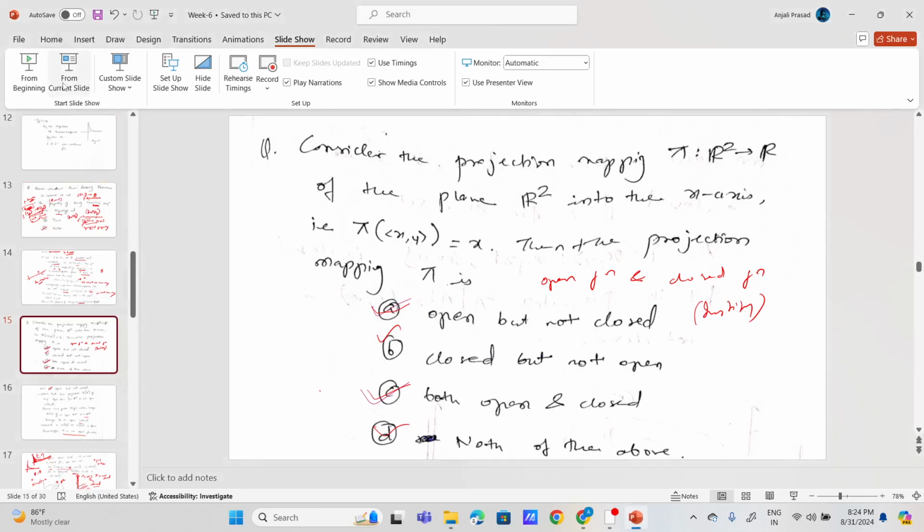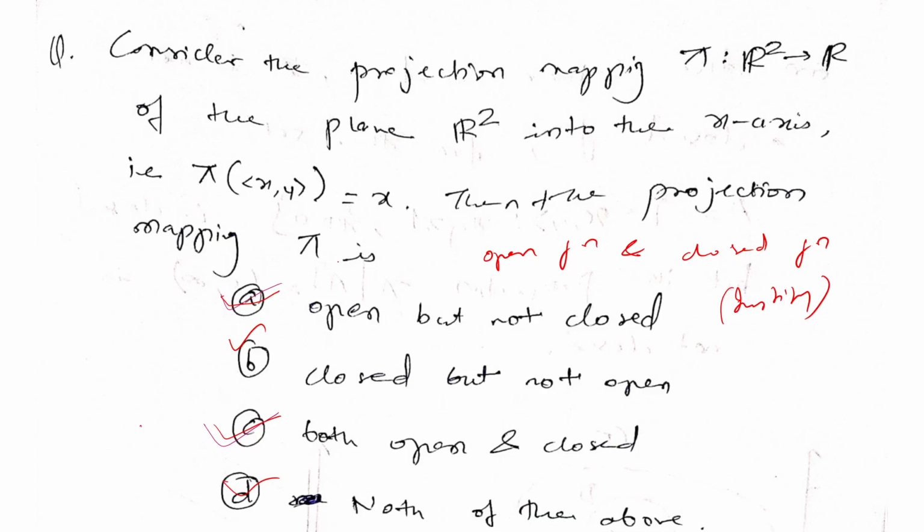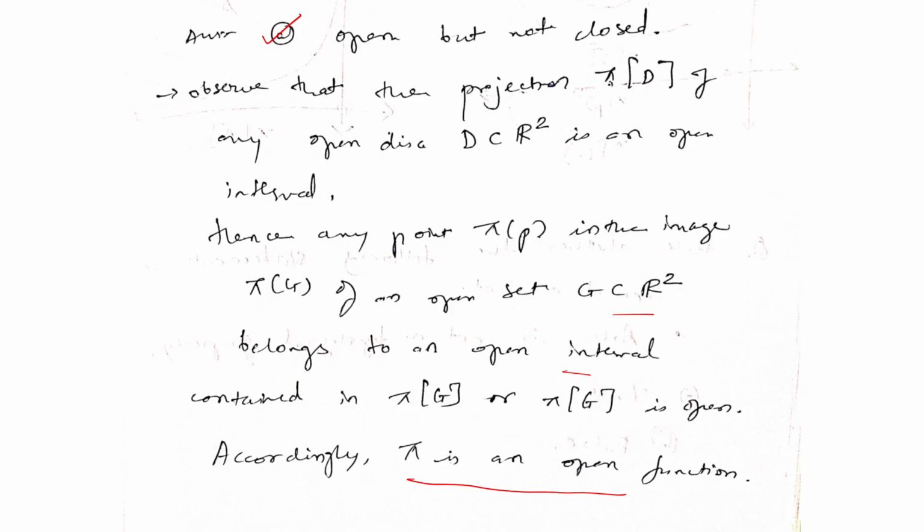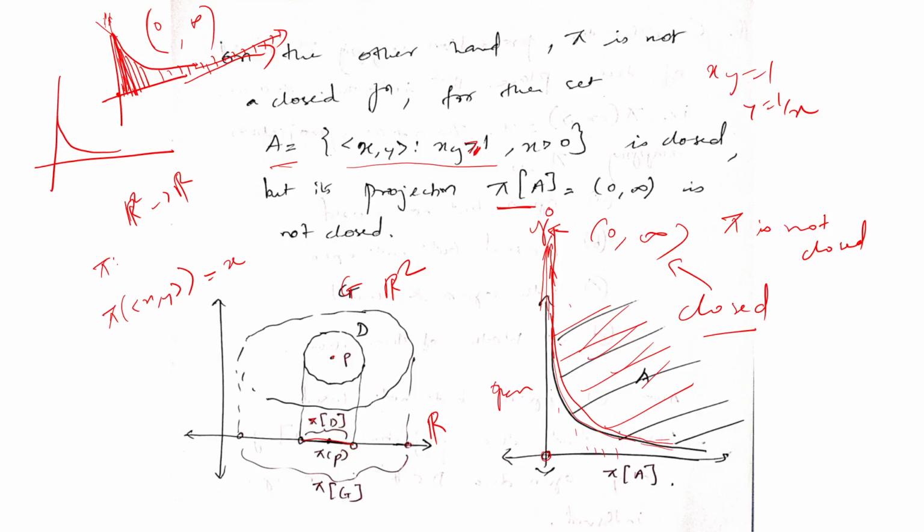Let's see it. So here the correct option is A, that is, open but not closed. Why so? Let's see it from the graph.